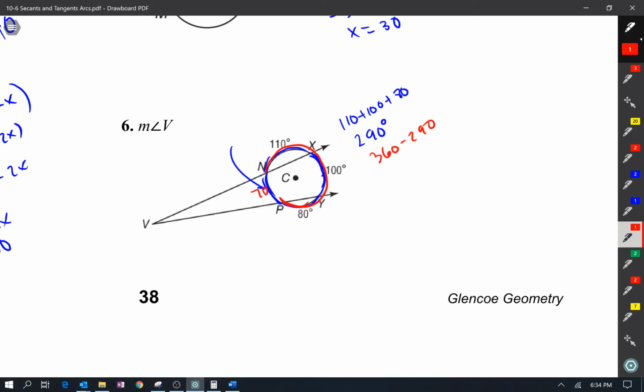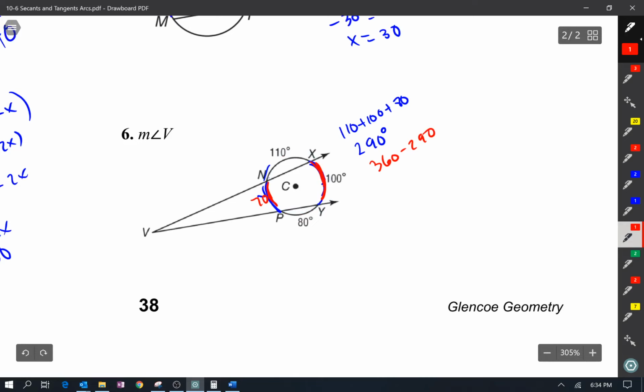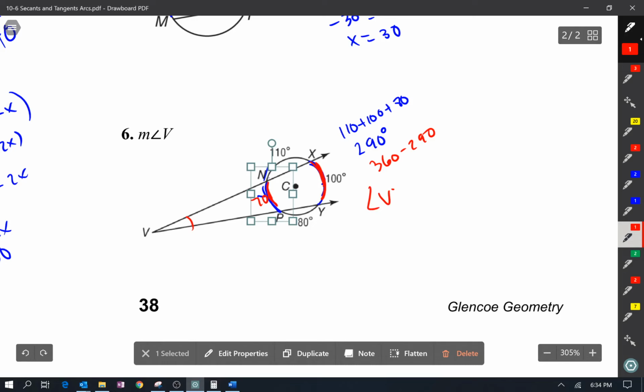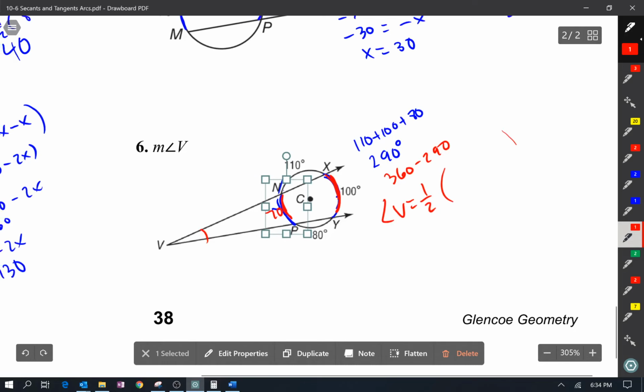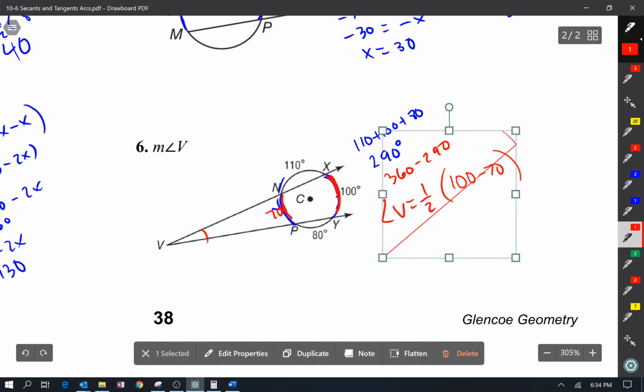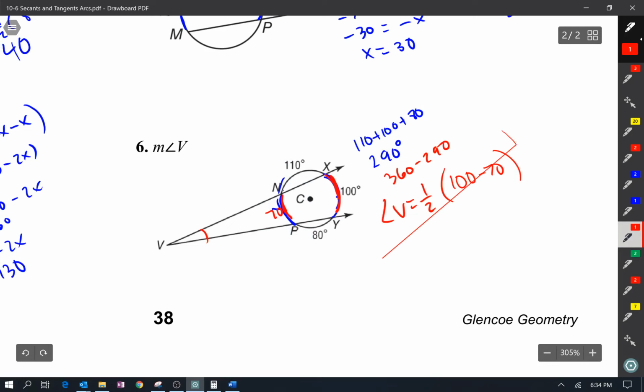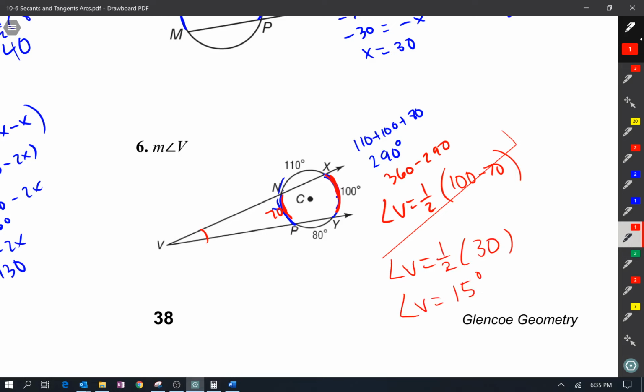And I have enough information now to solve this problem because just like before, let me get rid of a lot of this. I know that if I subtract the two red arcs and divide by 2, I will get angle V. So angle V is equal to half of what? Half of 100 minus 70, so half of 30, which is 15. Angle V is 15 degrees. And that's it, guys. Not hard.